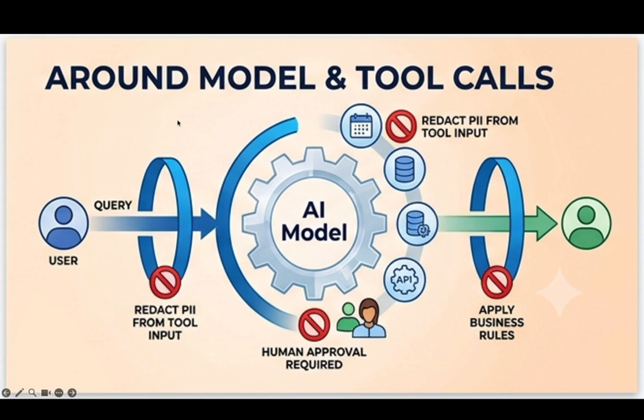Checkpoint 2, around model and tool calls. As the agent runs, it might need to call specific tools or other models. We intercept these calls too. This allows us to redact sensitive information from tool inputs, require human in the loop approval for financial operations, or enforce specific business logic rules.